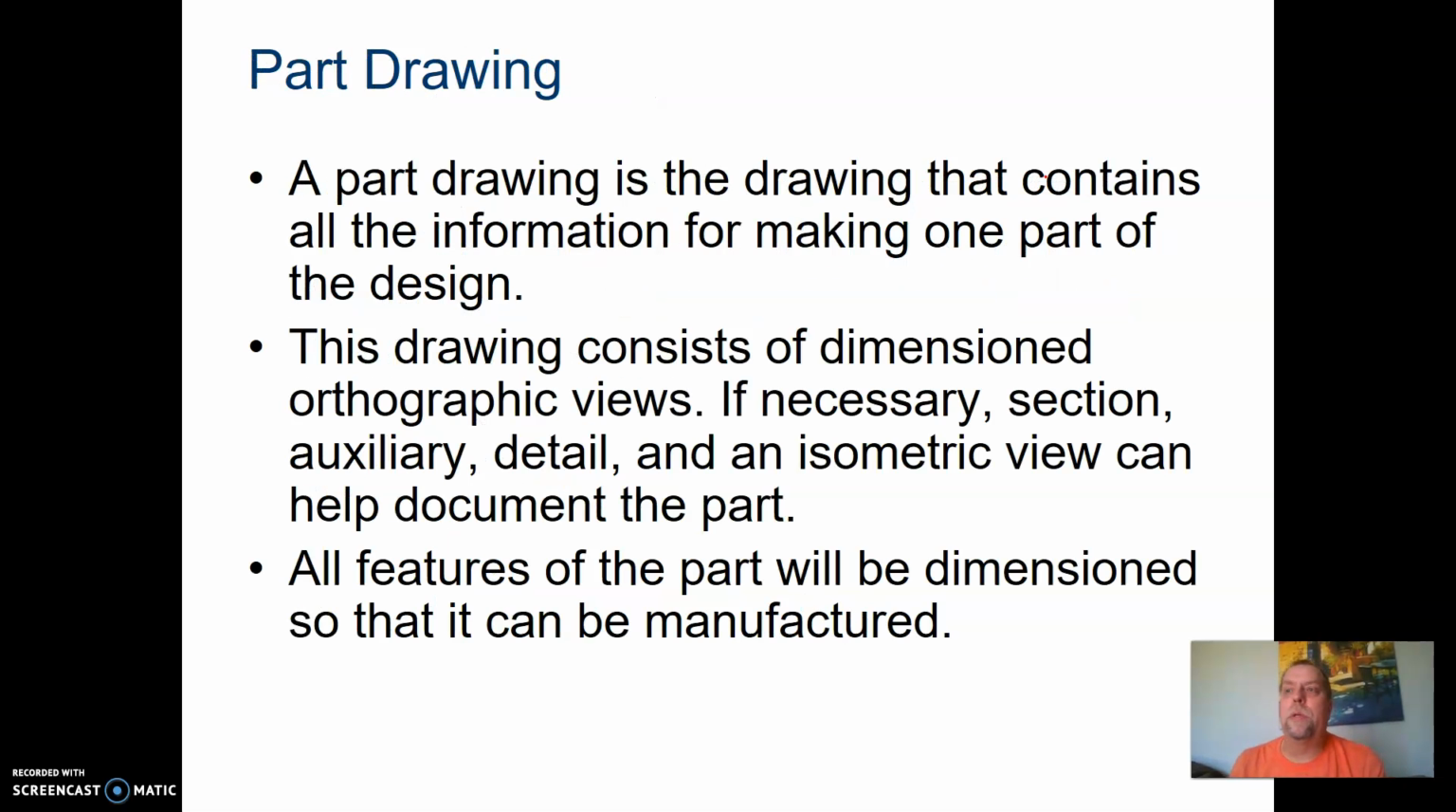Okay. But just to make sure you understand, a part drawing is a drawing that consists of the information for making just one part of the design, one thing. Then that gets assembled into other things to make the entire product. So this drawing consists of dimensioned orthographic views, so 3 views, the multi-views that we talked about. If necessary, sectional, possibly an auxiliary, and maybe more likely a detail drawing, and also an isometric view that can help document the part. All features of the part will be dimensioned.